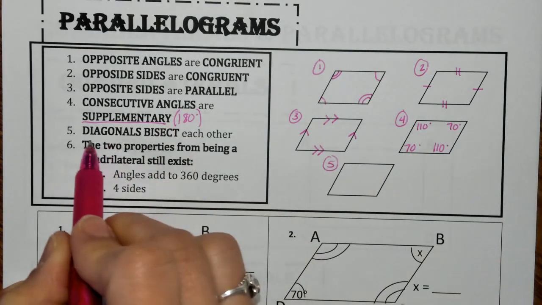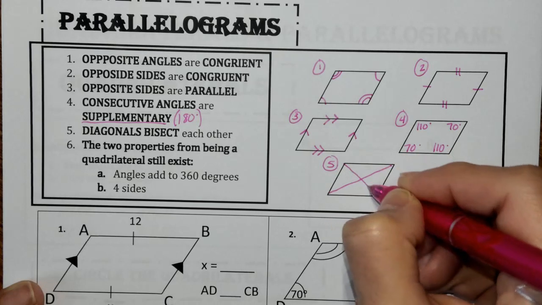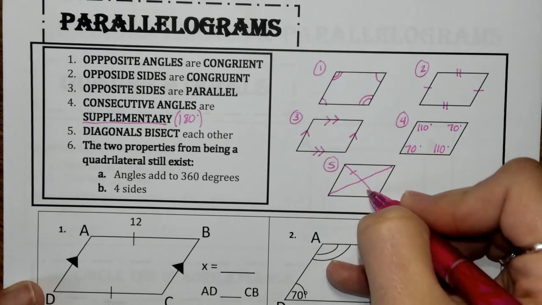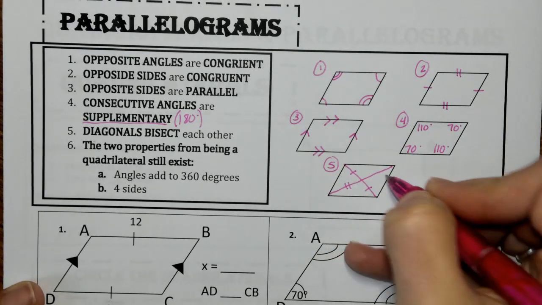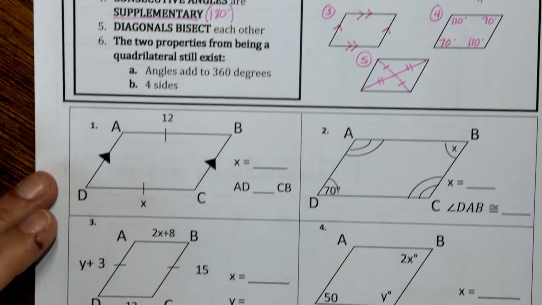The last one is that the diagonals will bisect each other. So we draw in our diagonals here. Each one is going to be cut into 2 congruent sections. Again, adding that second congruency mark on the second diagonal. They're not all 4 the same. Okay? So let's take a look at some of these in action.